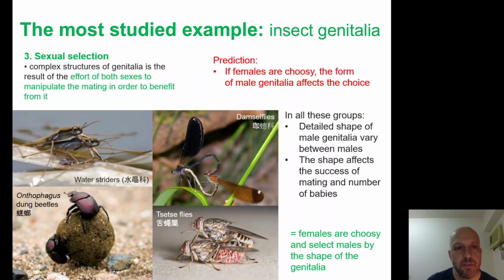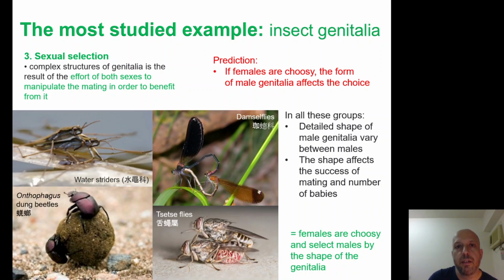So it was studied in very many different insects, especially. And the prediction is, so what actually should be the benefit, right? So what should be the choice or the kind of manipulation of the female? Female probably wants to have offspring with the best possible male, right? So the female probably wants to choose. For male, the male probably wants to mate with as many females as possible, right?